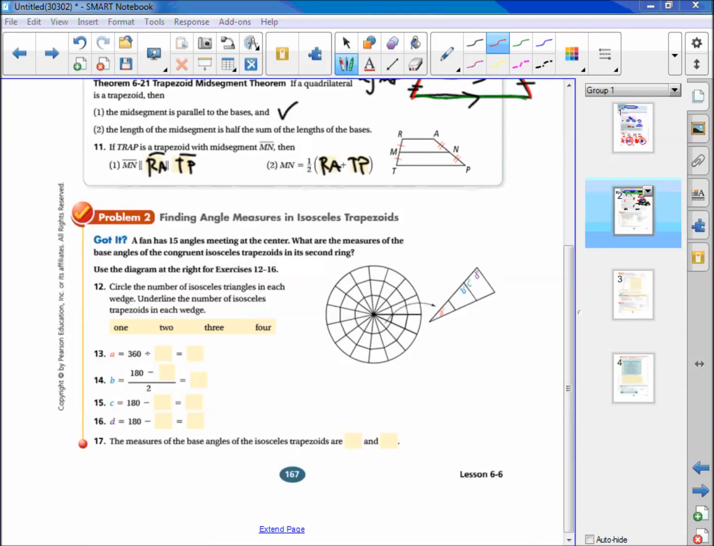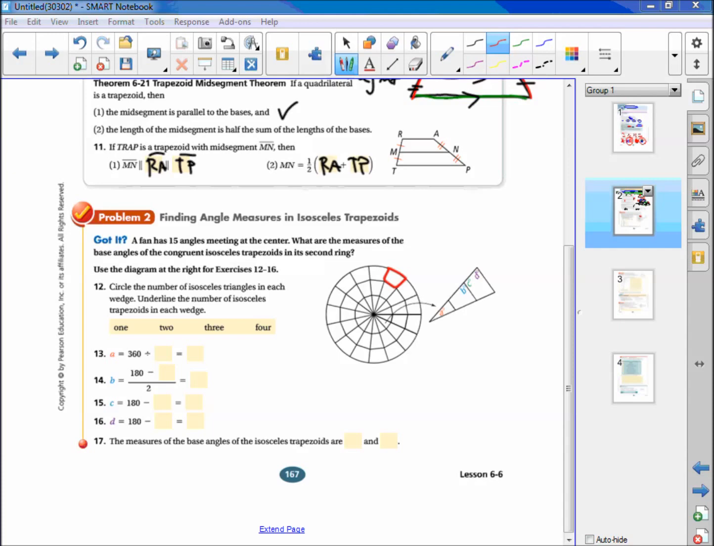Okay, in problem number 2, we have finding angle measures in isosceles trapezoids. So we have a fan here, and the fan has 15 angles meeting at the center. And those are all going to be congruent angles. And what are the measures of the base angles of the congruent isosceles trapezoids in the second ring? So basically, we're looking for the base angles in one of these trapezoids. All right. So use the diagram at the right for exercises 12 through 16.